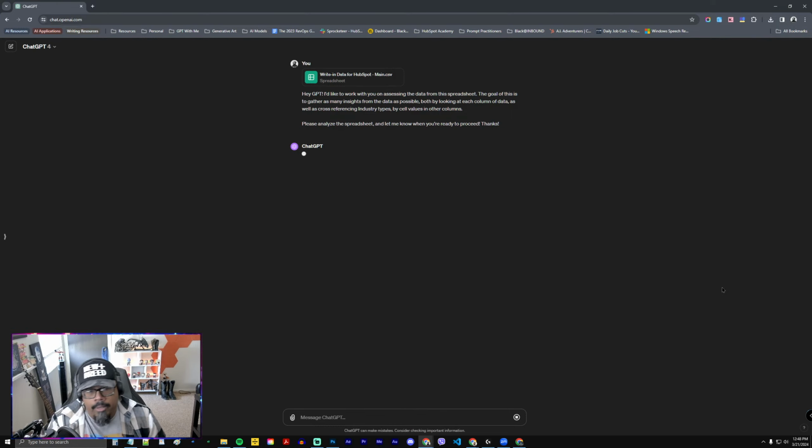Cool. All right, so now it's just going to analyze the sheet. It understands what it is we're trying to do, and I just want it to. That's what I forgot. But essentially, what I'm wanting it to do is to familiarize itself with the spreadsheet data. So I don't want to ask it to do anything just yet.